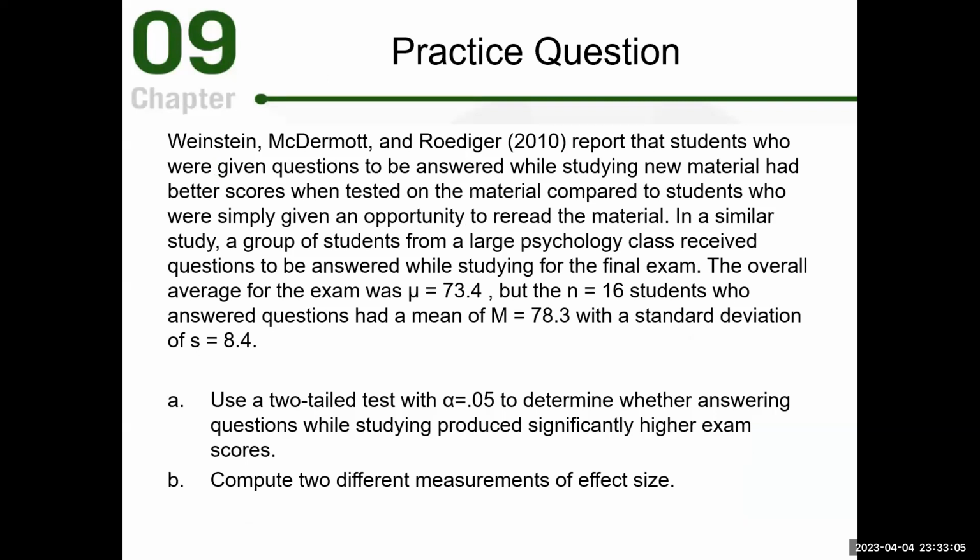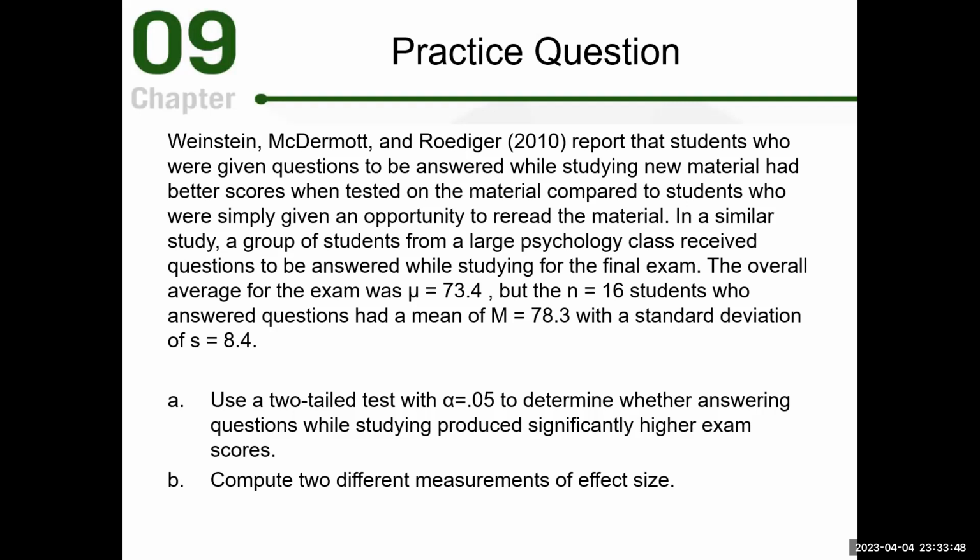But again, you're going to use this information that you've been provided. They give you your mean, your sample size, your sample mean. They also give you your standard deviation. So given all that information, all you need to determine is whether answering questions while studying produced significantly higher exam scores. And again, you want to work through those 4 steps, and then you want to compute the 2 different measurements of effect size. So you want to compute the Cohen's d using that formula, and once you find your t-statistic, you also want to use your r squared and be able to compute those things, because I'm going to ask you to compute those things on the exam.